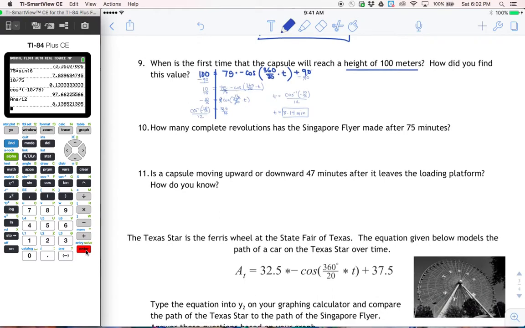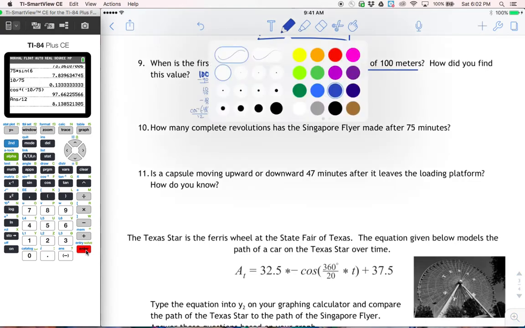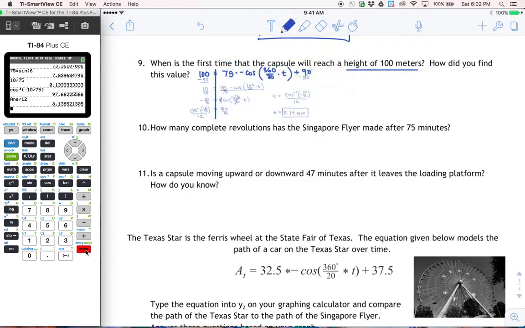All right, how many complete revolutions has a Singapore Flyer made after 75 minutes? I feel like this is a question that you all can answer, right? In 30 minutes, I got one. In another 30 minutes, I've had 2 rotations. I don't go all the way to 30, I just go to 15, which is right in the middle. So how many revolutions has it made? Well, it's made 1, 2, and a half. So 2.5 revolutions, so only 2 complete revolutions.